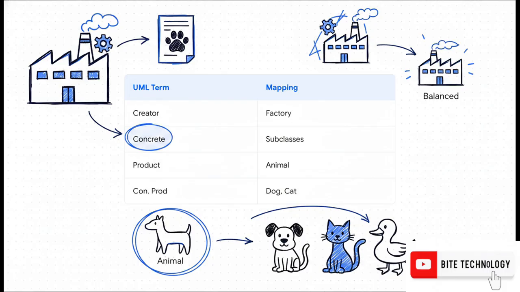The product is the shared interface of what's being made, which is our generic animal. And finally, the concrete product represents the actual instantiated data, the dog, the cat, and the duck. See? By tying those dry terms directly to our simulator, the jargon suddenly makes total sense.